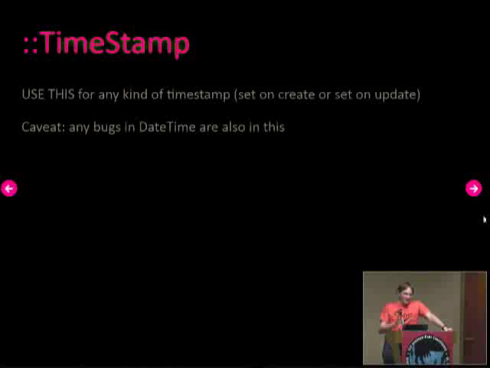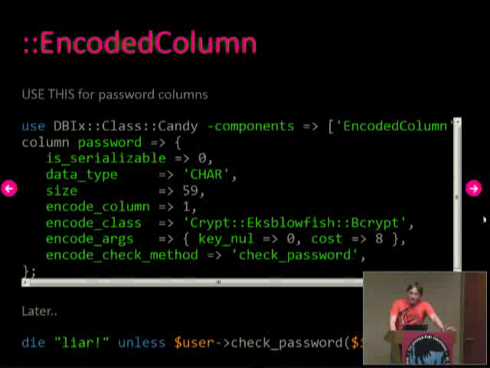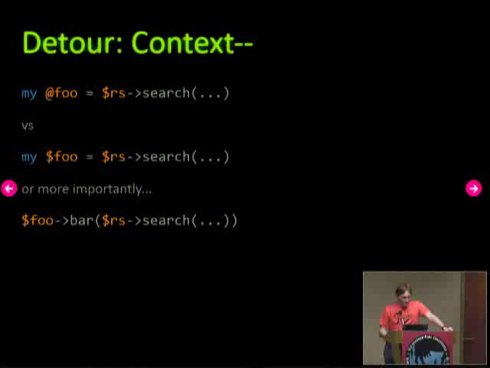Okay, I didn't write this one. All right. TimeStamp does the DateTime set on create, or set on inflate, or set on create or set on update for you. I ran into a bug in DateTime because of this, but that's probably just because I'm using sub-second timestamps. EncodedColumn, I didn't write this one either. Okay, good. I'm a liar. So use this for passwords. Use this exact config. You might want to increase the cost, but aside from that, you will make safe hashed passwords in your database. And it works great.